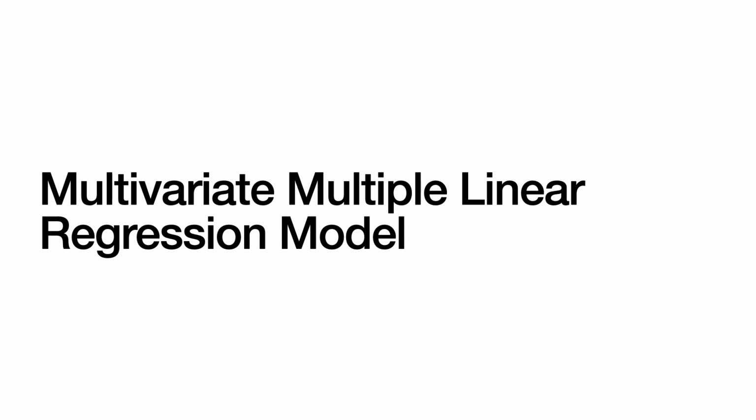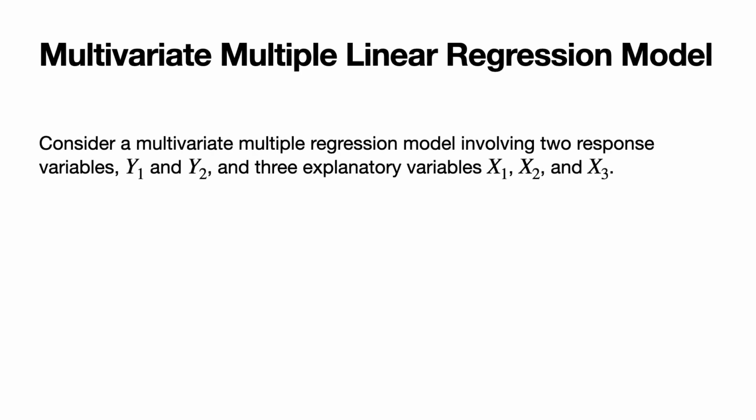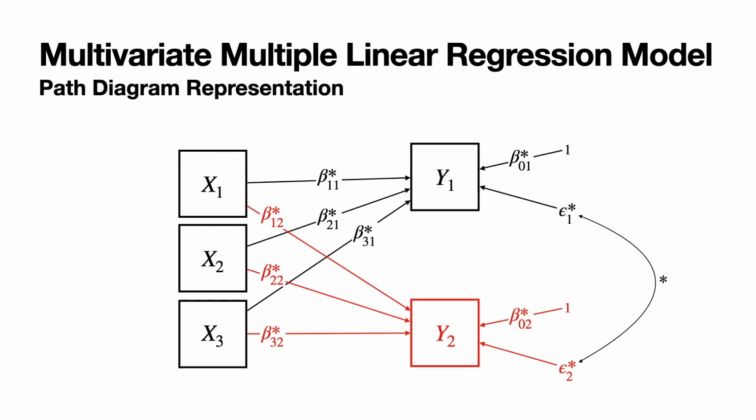Next, let's generalize even further and look at a multivariate multiple linear regression model. Consider a multivariate multiple linear regression model involving, in this case, two response variables, y1 and y2, and three explanatory variables, x1, x2, and x3. Here is a path diagram for this multivariate multiple linear regression model.